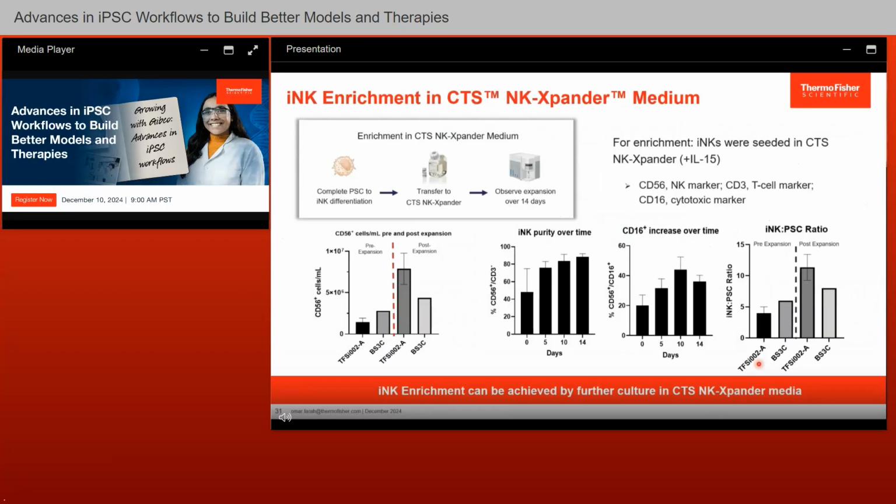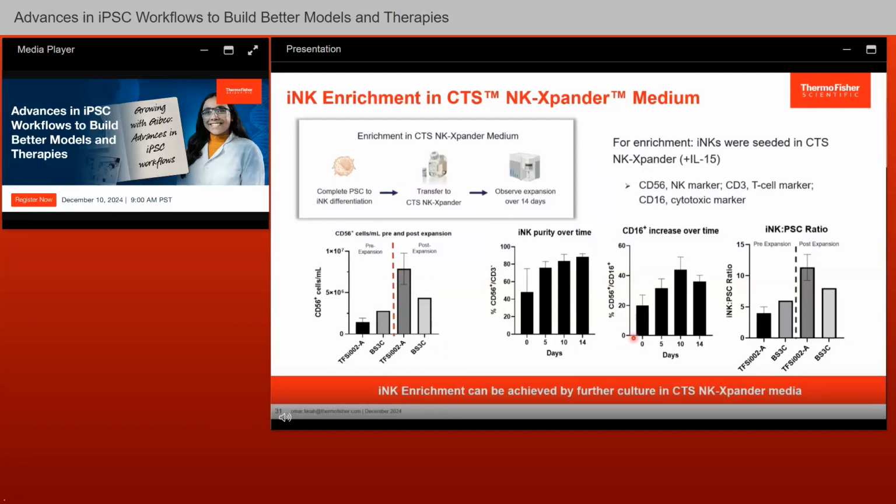Now, after the derivation of these iNK cells using the protocol previously shown, these iNKs can be further expanded and enriched in our CTS NK expander media that's supplemented with IL-15 for about 2 weeks. And so this enrichment period allows us to increase the purity of our cultures, where we can increase the purity of the CD56 positive, CD3 negative population, as well as increasing at the same time the incidence of the double positive CD56, CD16. These are going to be your cytotoxically active natural killer cells.